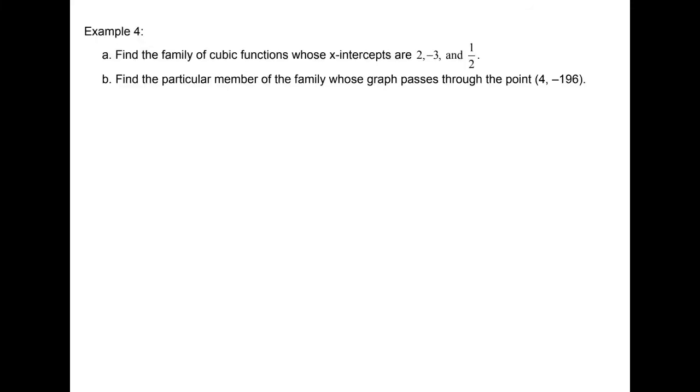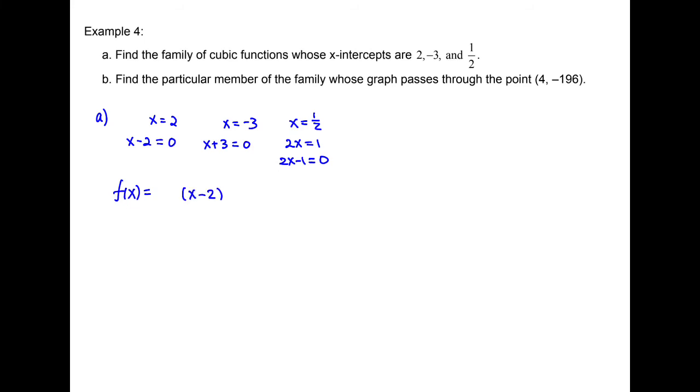Example 4. Find the family of cubic functions whose x-intercepts are 2, -3, and 1/2. So we know the x-intercepts. We have to go back to find the factors. That means we have to move the 2, -3, and 1/2 from the right-hand side of the equation, so we need to have a 0. After we do the calculation, we can see x minus 2 is a factor, x plus 3 is a factor, 2x minus 1 is a factor. Therefore, we can say our family function f(x) equals x minus 2 times x plus 3 times 2x minus 1, with a as a leading coefficient in the front.